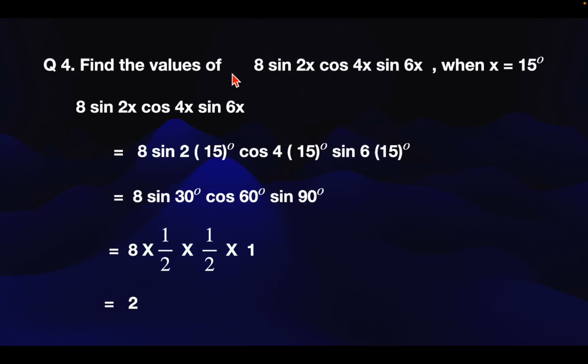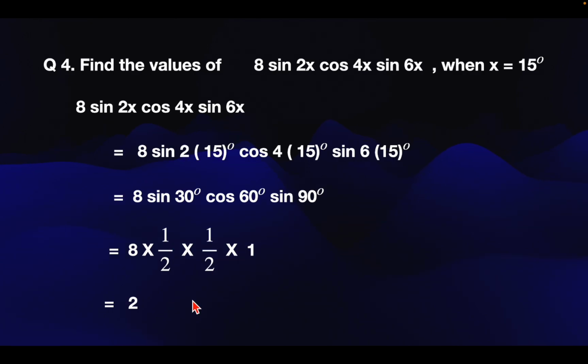Okay, question 4. Find the values of 8 sin 2x, cos 4x, sin 6x, where x is equal to 15. Simple sum, same as the previous sum. Write down the expression, substitute x is equal to 15 in the expression. So you get 8 sin 2 into 15, cos 4 into 15, sin 6 into 15. So this is equal to 8 sin 30, cos 60, sin 90. Substitute sin 30 as 1 upon 2, cos 60 as 1 upon 2, sin 90 as 1. Simplify it, you will get the answer as 2.